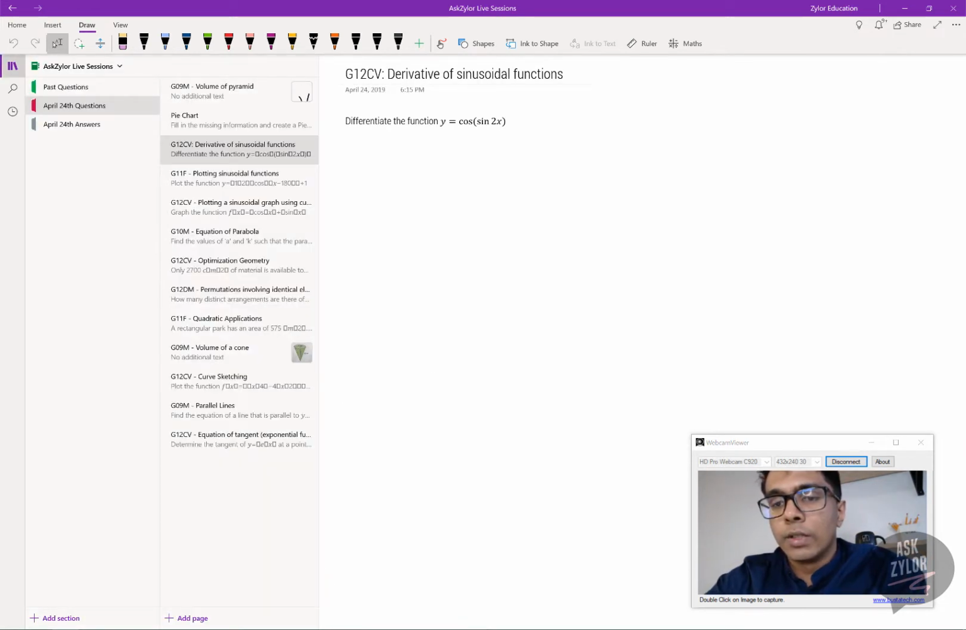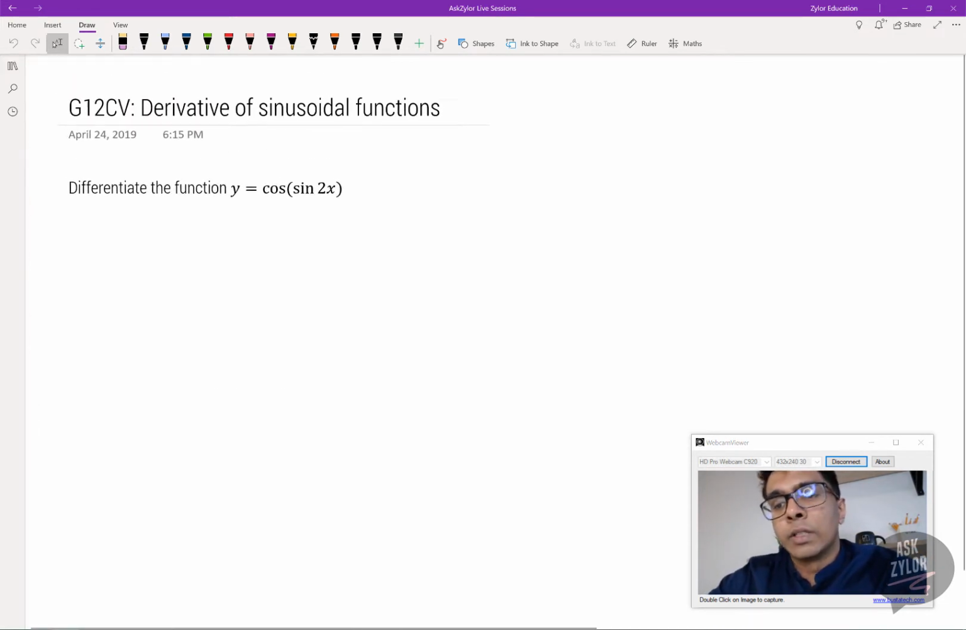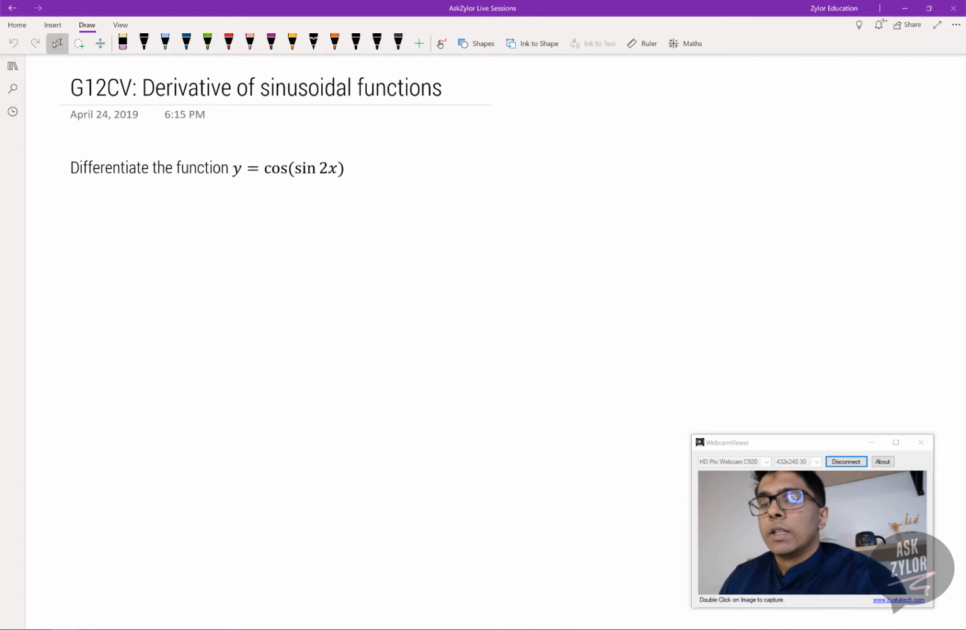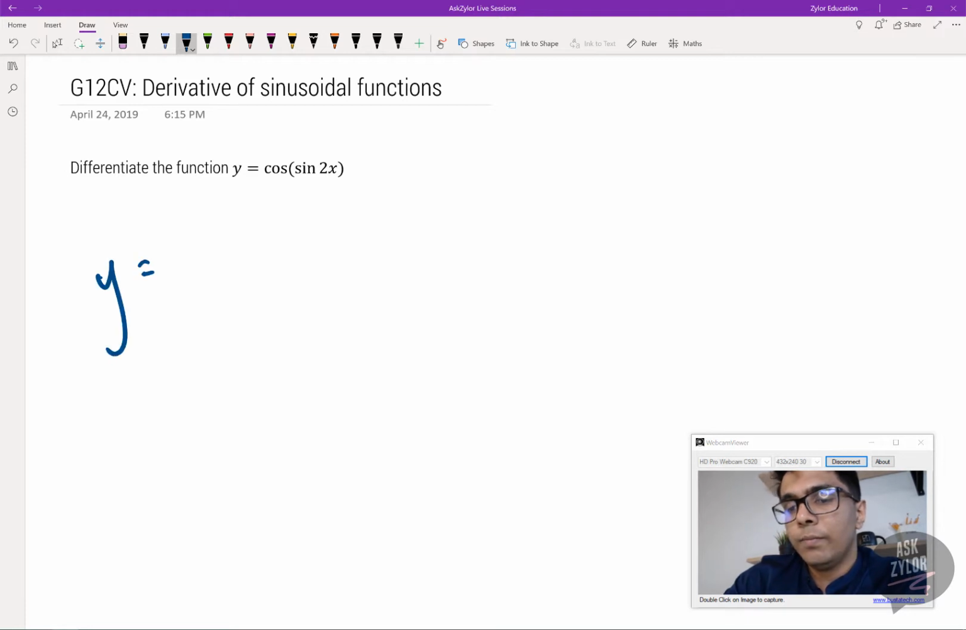So the next question is a grade 12 calculus and vectors question. It's asking me to differentiate the function y equals cos of sine 2x. So when you see this, you should immediately think, oh, I have to use the chain rule, because I have a function inside a function. So I have y is equal to cos sine 2x.